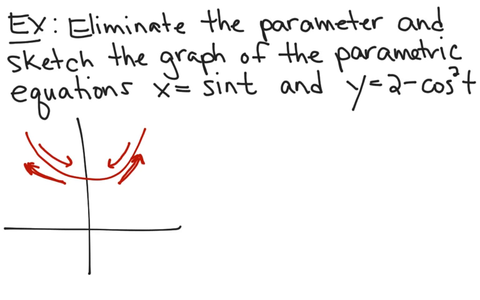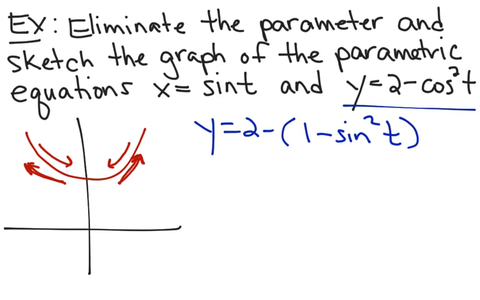Alright, so now let's go and talk about eliminating the parameter. Well, in order to plug one equation into the other, I need to have the same trig function, which I don't. One equation has sine, one equation has cosine, so I need to change one of the equations so it has the same trig function. Well, the only one I can really work with is this one. The reason is because we learned that cosine squared t is the same as 1 minus sine squared t.